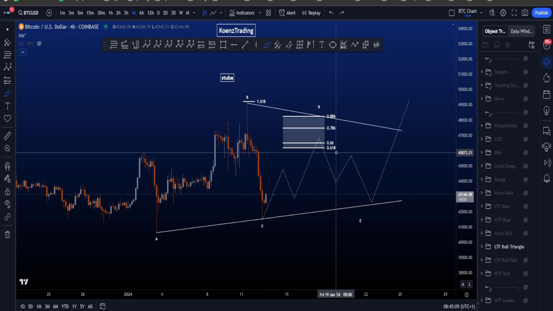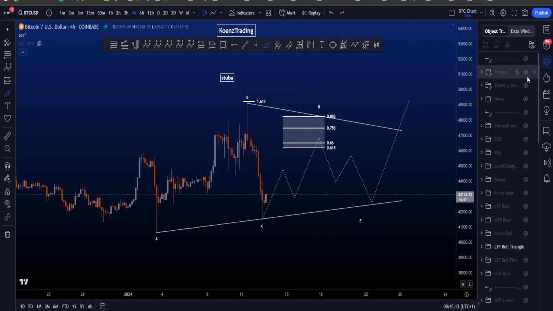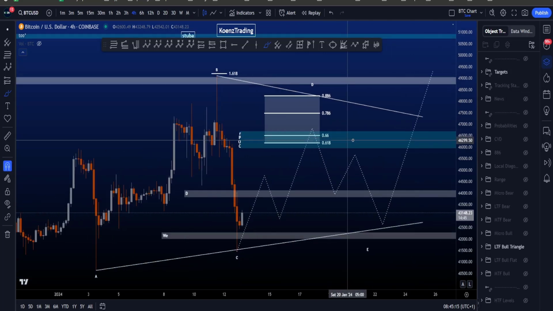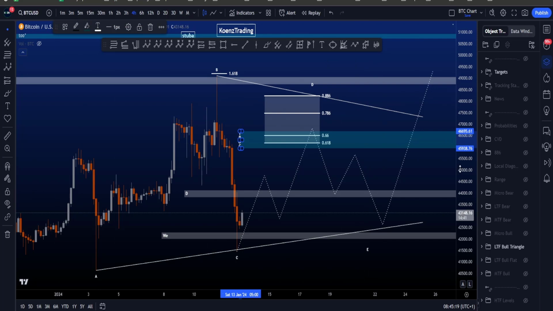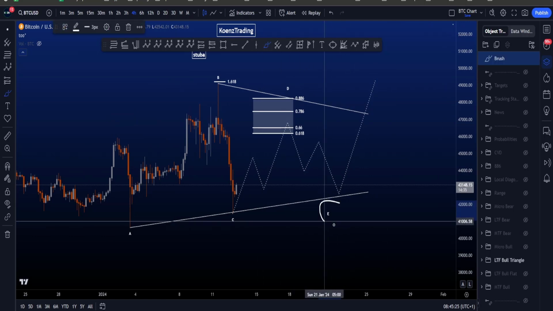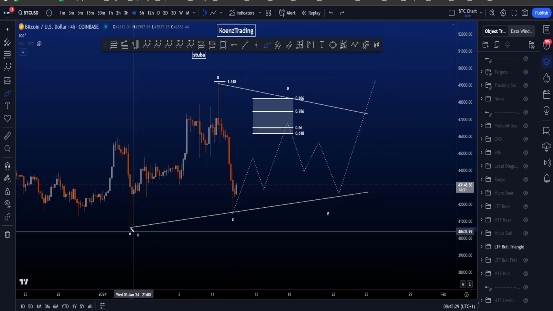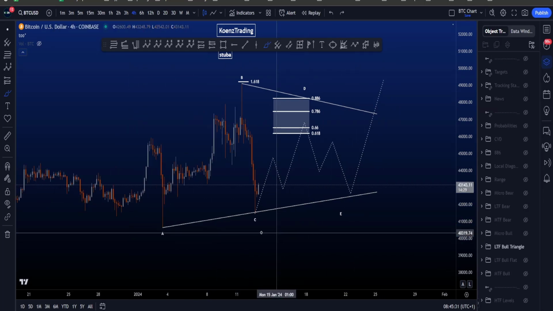The common target area for wave D is between the golden pocket and the 0.886. And what is interesting about this area is the blue resistance box that I have over here between 45.9k and 46.7k, after which we then want to see a rejection to the downside in wave E before then continuation. So in this scenario, we want higher lows to form and we don't want to see this low being taken.